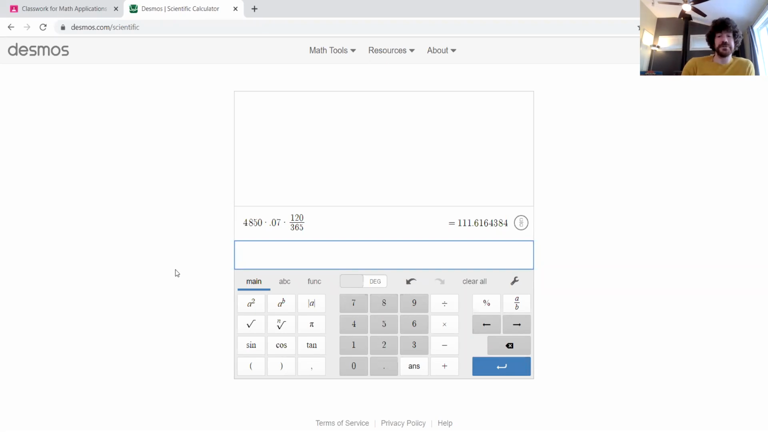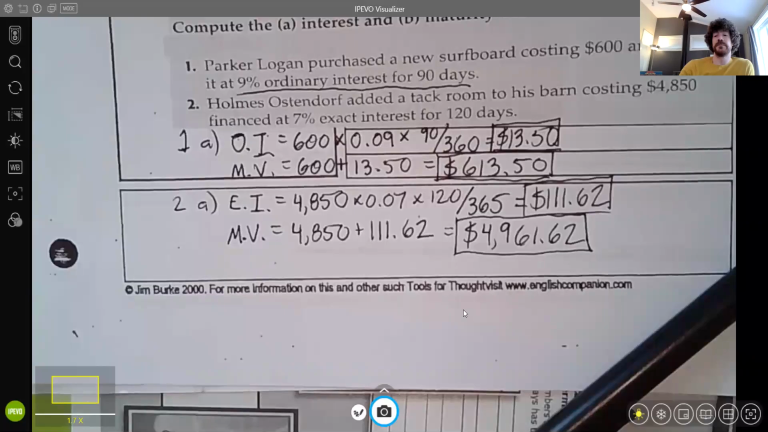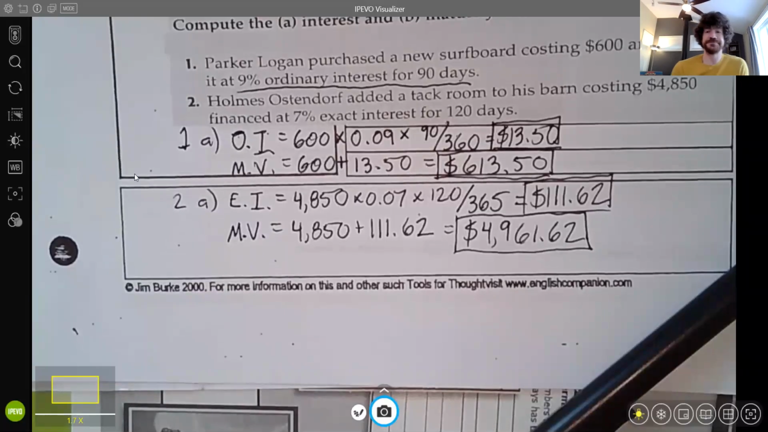So the maturity value is $4,850, the original principal amount of the loan, plus the amount in exact interest, $111.62. So we're looking at a maturity value here of $4,961.62. So switch it back. You can see that right here.